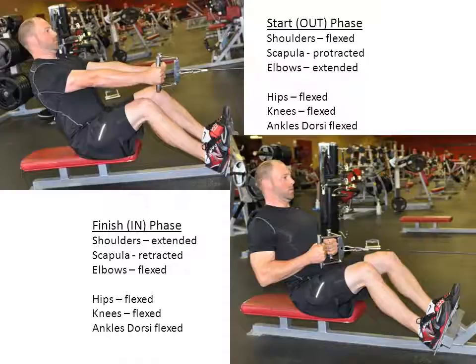In the picture on the top left, he's protracted in the scapula, which means the scapula is pulled apart, and on the bottom picture, he's retracted at the scapula. Steve's elbows are extended in the top left-hand side, and they are flexed in the picture on the bottom right.